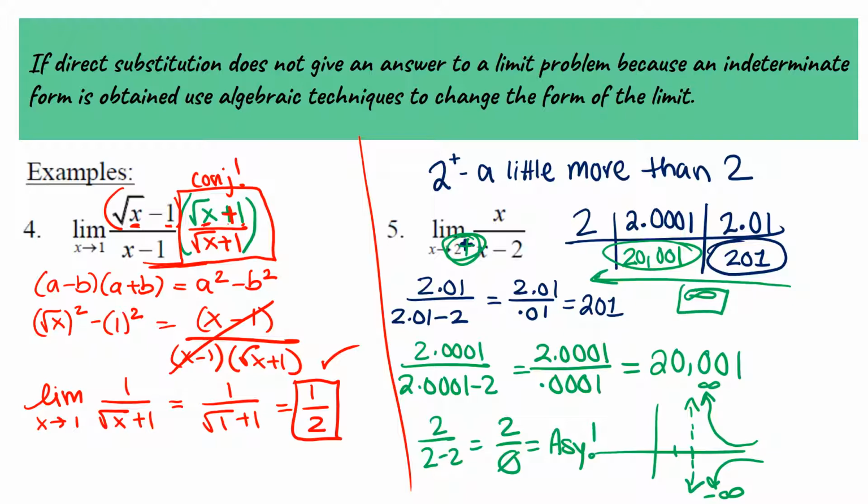All right, so our final answer here after all that work is we say the limit as x approaches 2 from the right of our function is infinity.